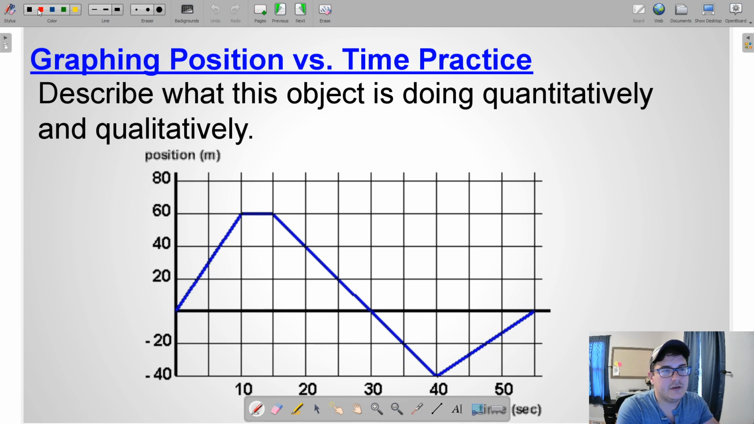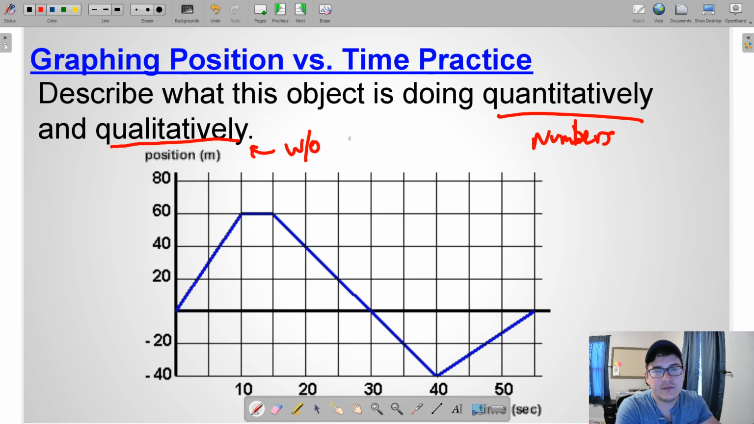So the first thing we're going to do is describe what this object is doing quantitatively, meaning with numbers, and qualitatively, meaning what are the qualities of it. We typically just say this is without numbers, or can you explain it to me in a sentence? So we're going to do the qualitative one first.